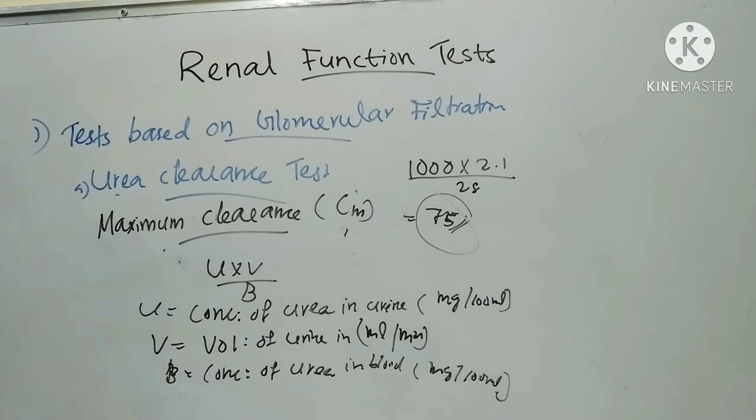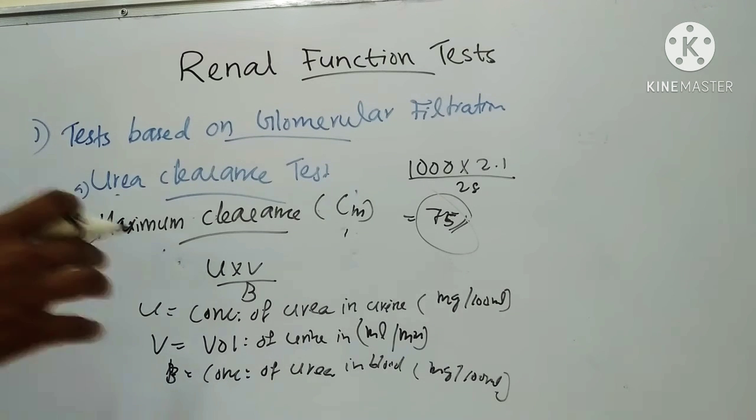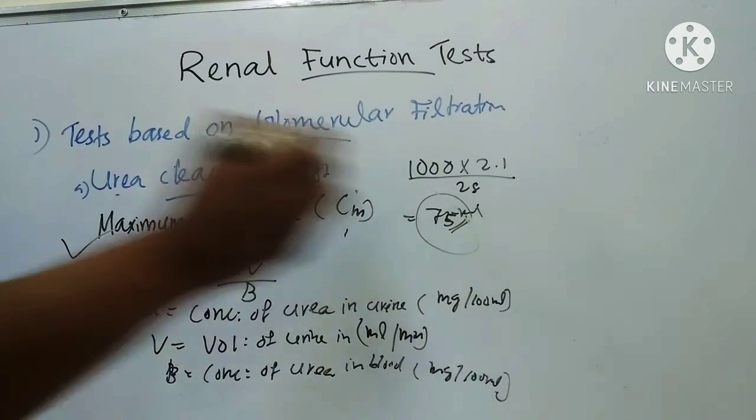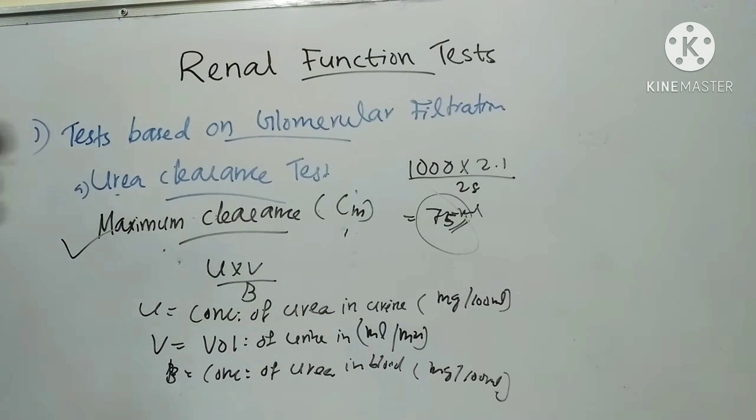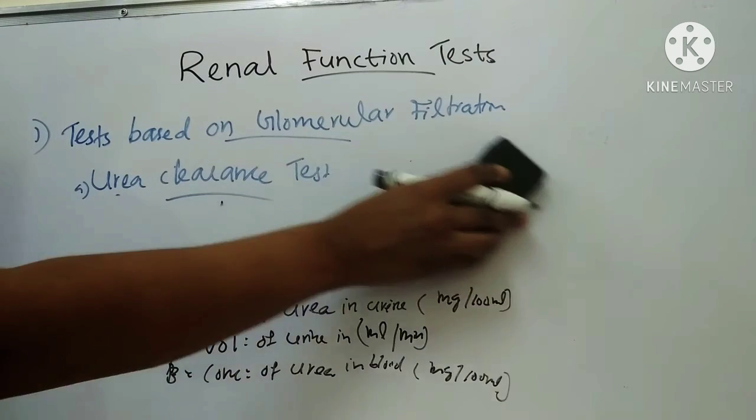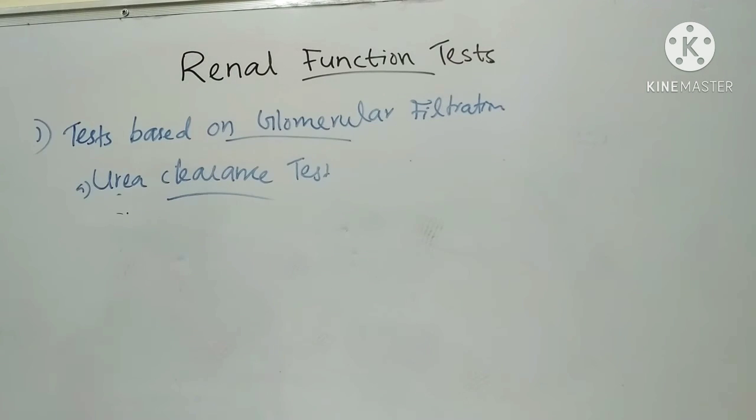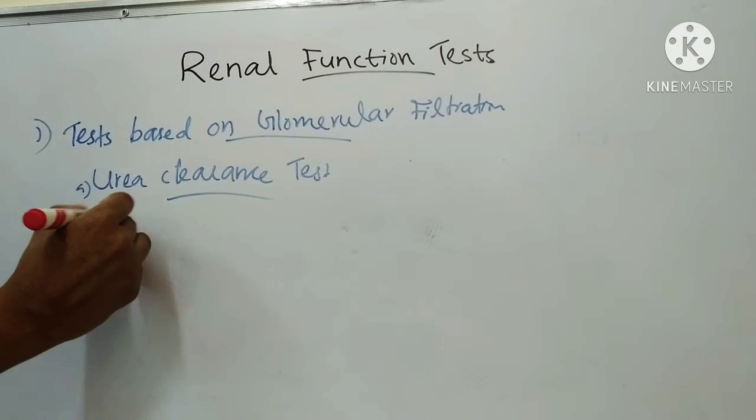The clearance which occurs when the urinary volume exceeds 2 ml per minute is termed maximum urea clearance, and the average normal value is about 75 ml. That is maximum clearance. Next one is standard clearance.